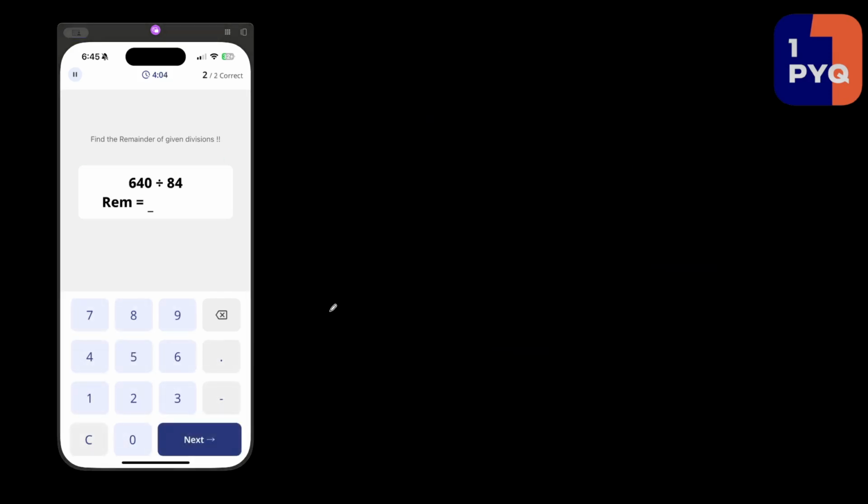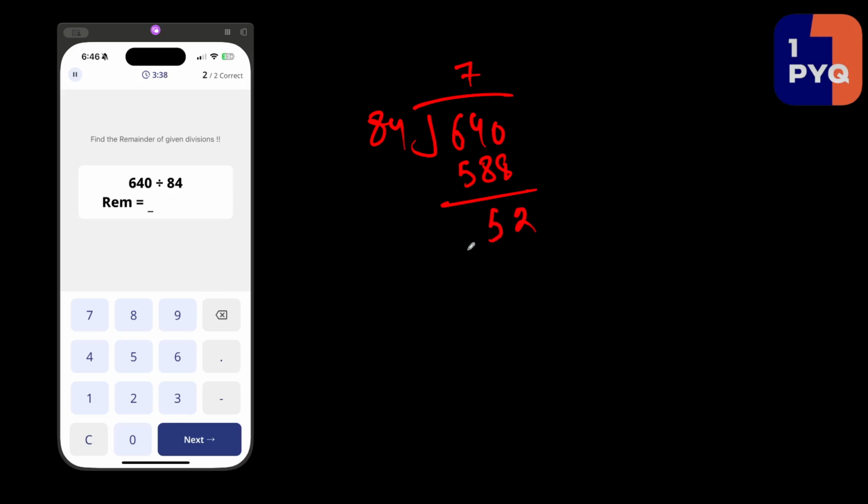Okay, 840 divided by 84. 84 fives are, 6 are, 7. Yeah, 7 is going to be good. 7 fours are 28, 7 eights are 56. This is going to be 588, and I'm going to get a 2 here. This is going to be a 5 here. Is there a scope for 152? No, there's no scope for 152. If I get a 12 from here and another 40, it becomes 52. So 52 is my remainder.